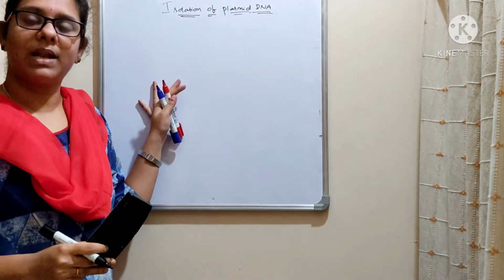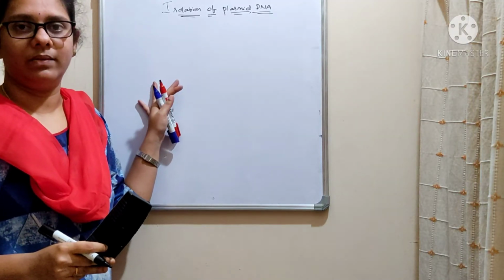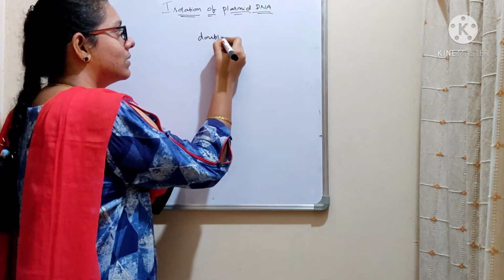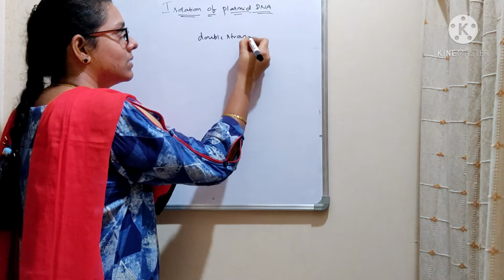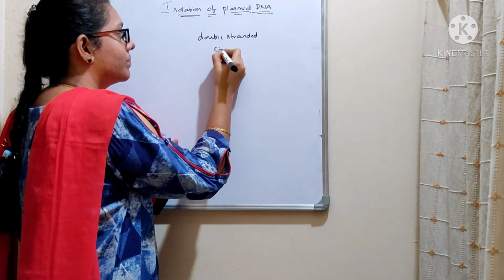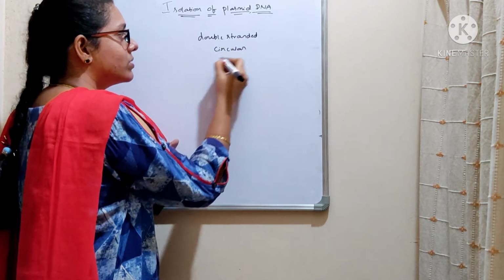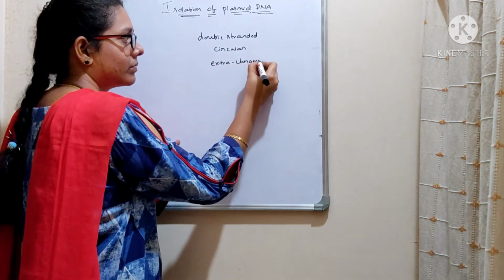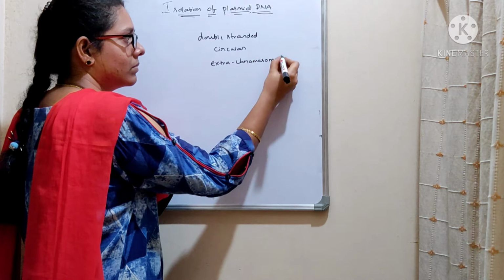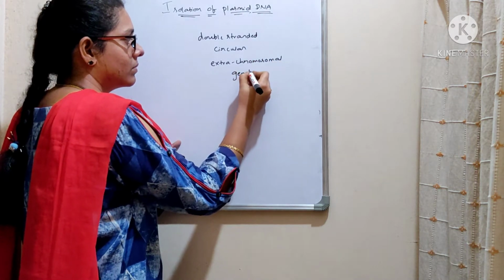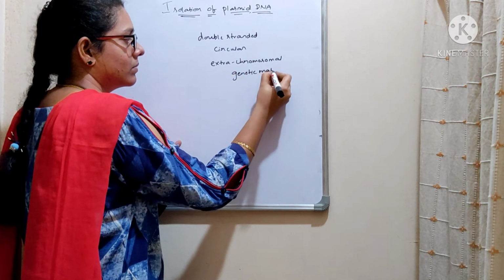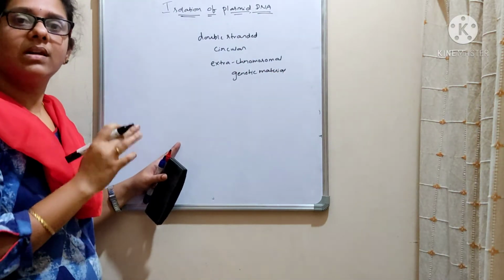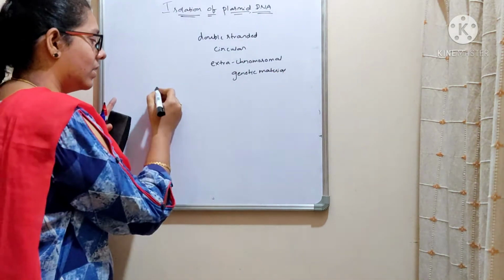So what is this plasmid and where can we find it? These plasmids are double stranded, circular, extra chromosomal genetic material. Okay, we are calling it extra chromosomal genetic material.